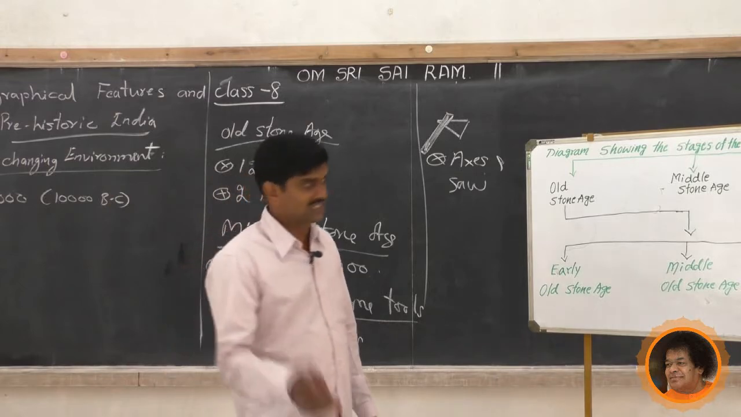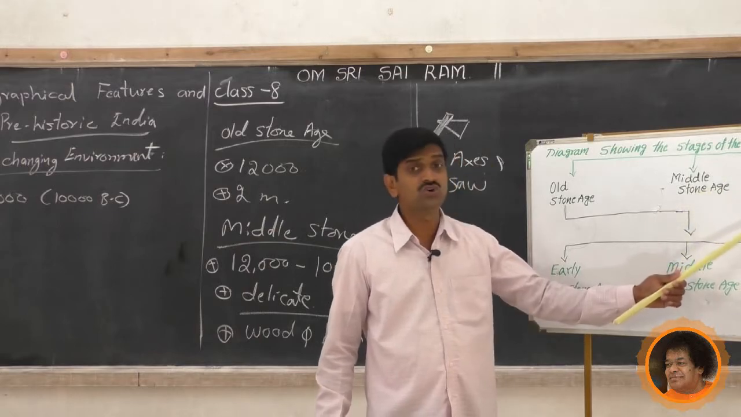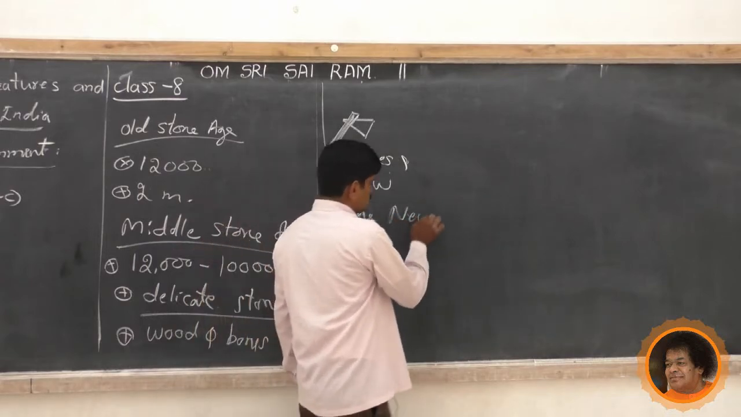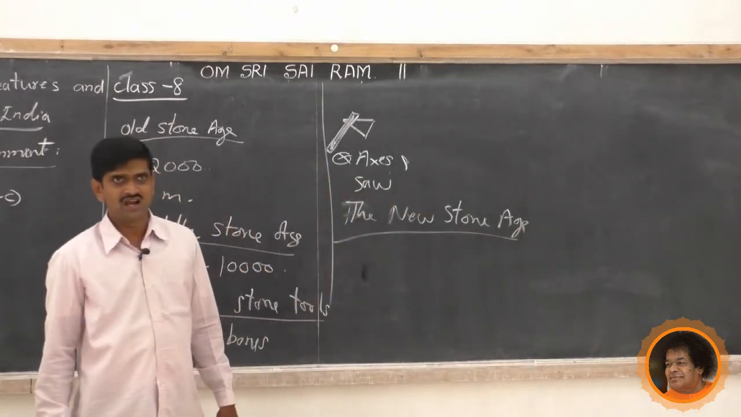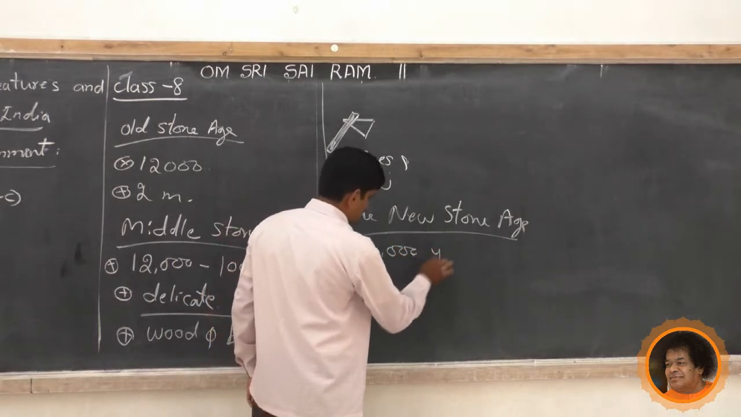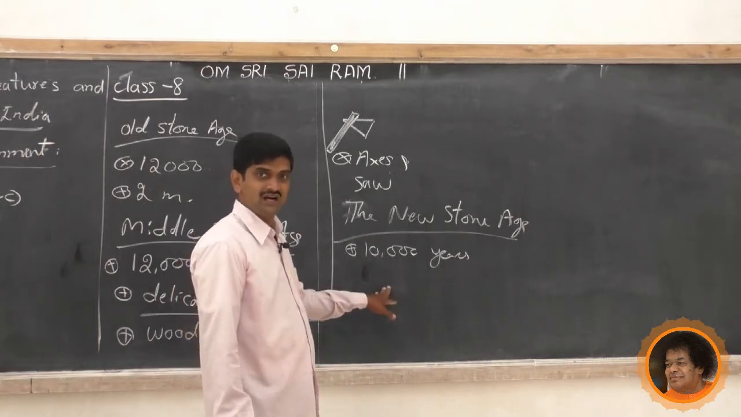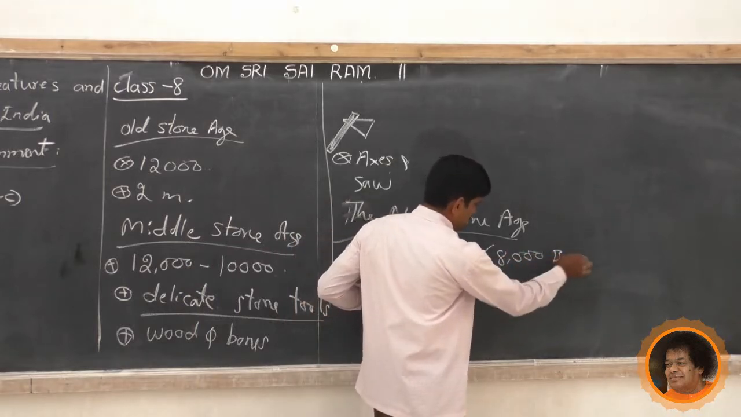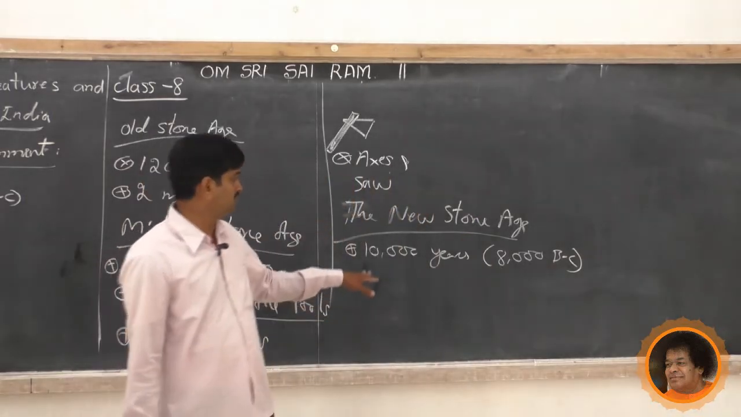Next, the third one is the New Stone Age. After the Middle Stone Age, it is the New Stone Age. It began when? After 10,000 years. That means from here, 10,000 years earlier, that means 8,000 BC. So this is the age period of the New Stone Age.